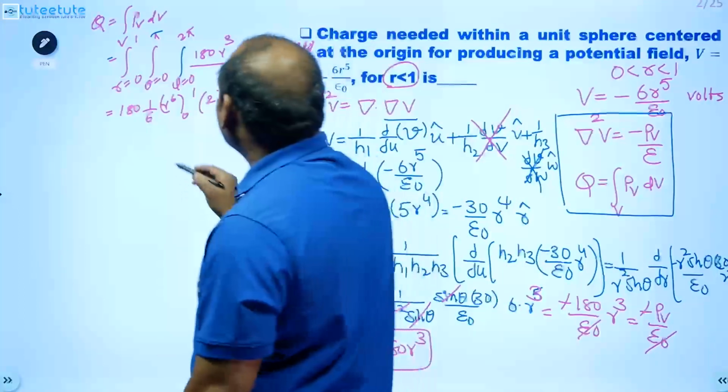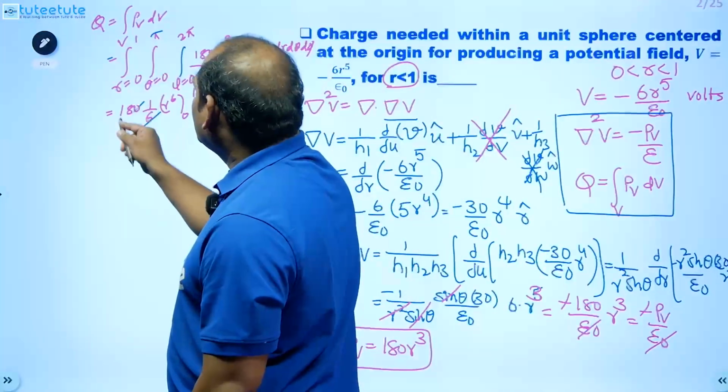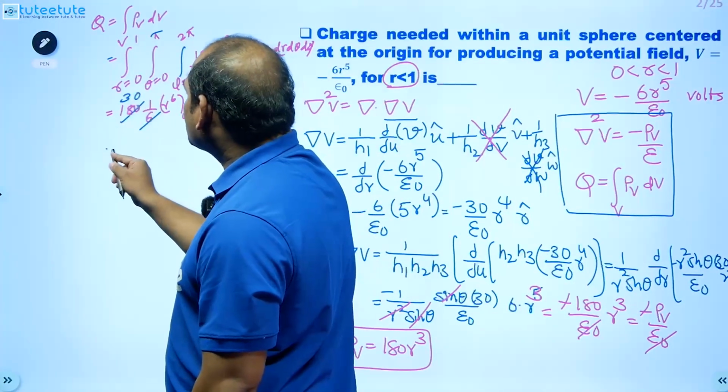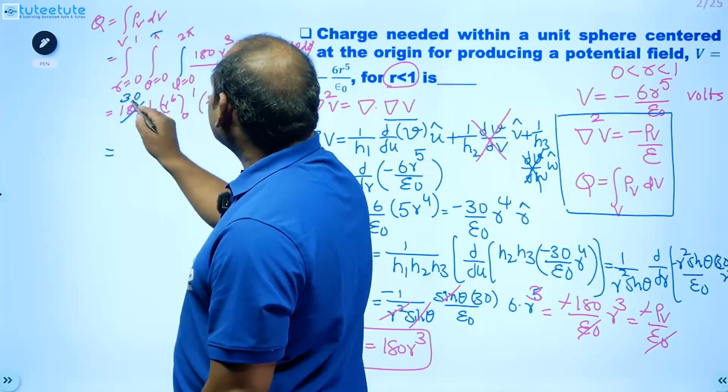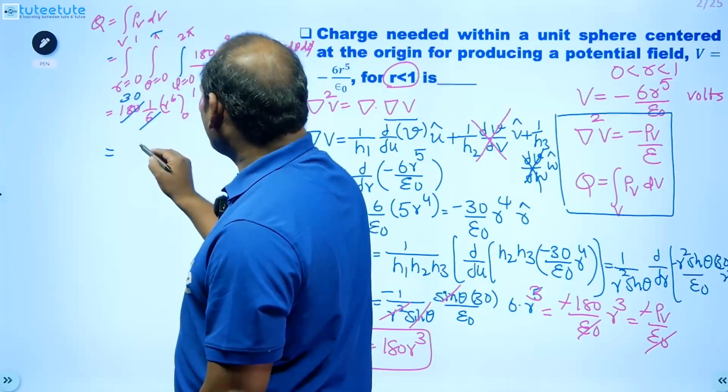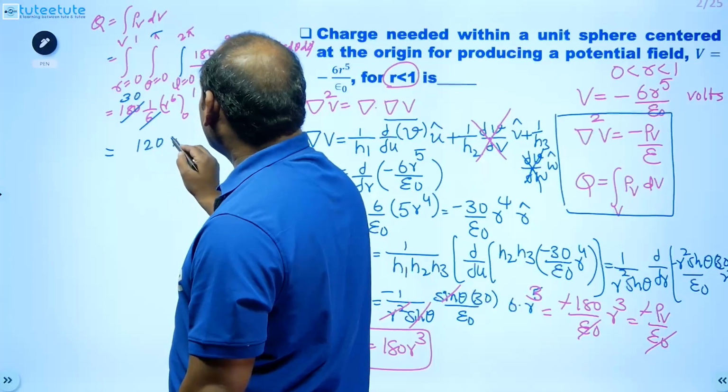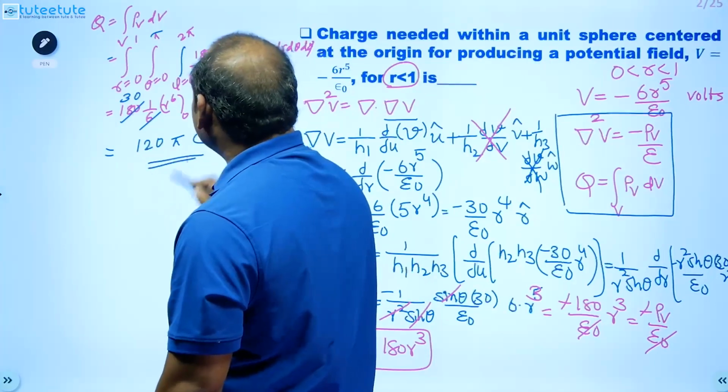Okay, so finally we can write 6 into 30 is 180, so it is equal to 30 into 4, that means 120 pi. So 120 pi coulombs is the answer.